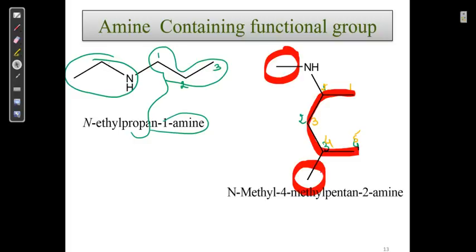Now, if you write that, the word root is pent, N, 2-amine, so at the second position. This is Netaji's children, and 4-ethyl and methyl are garbage. So, in this way, we can arrange it.